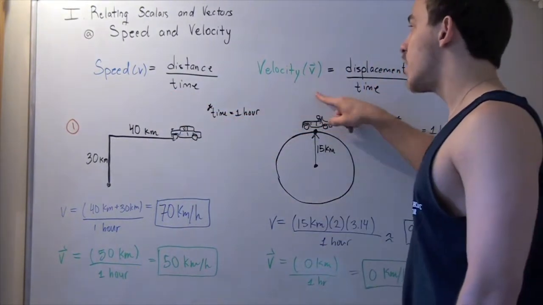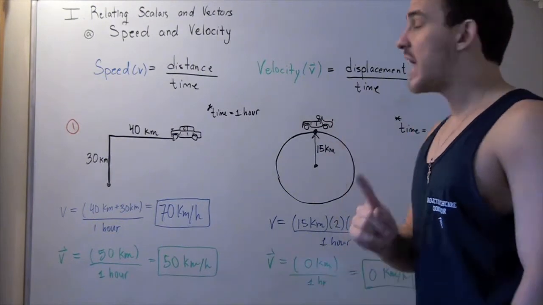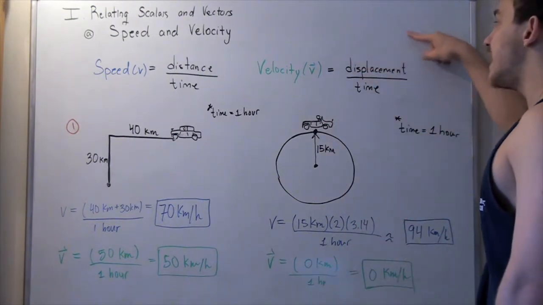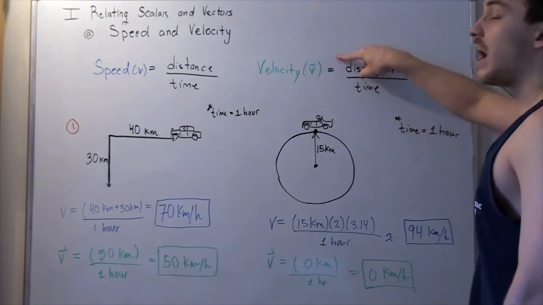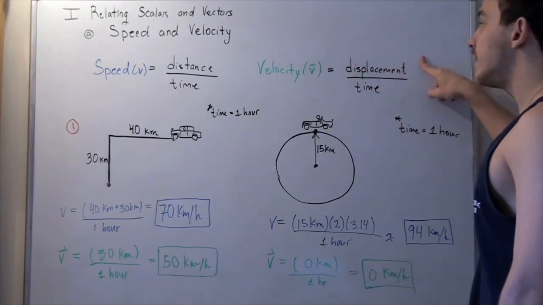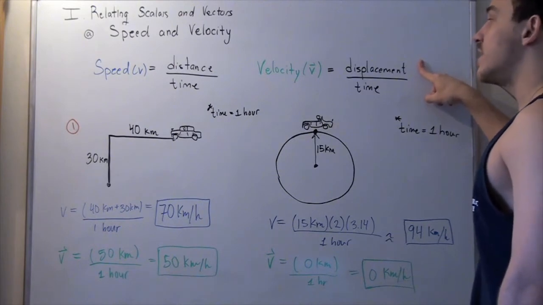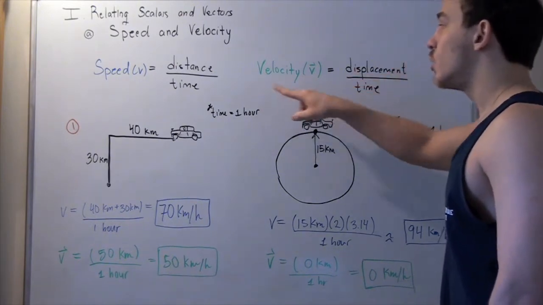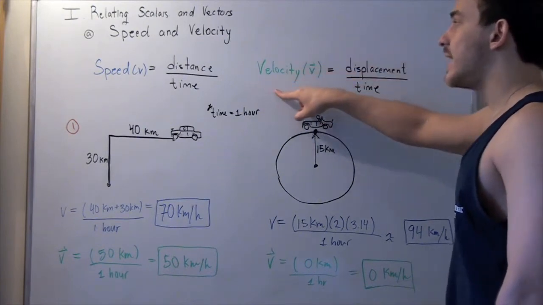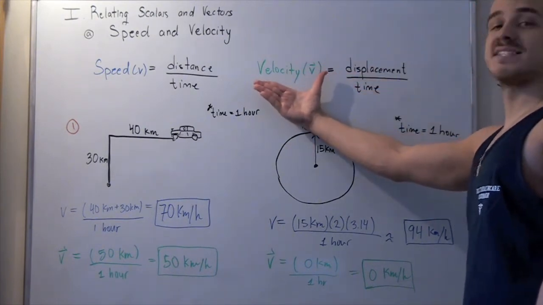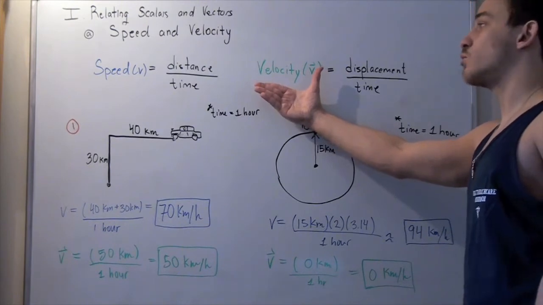Now velocity, on the other hand, is a vector, and that's because we take a displacement, which is a vector, and divide it by a scalar. Whenever we divide a vector by a scalar, we get another vector. And that's exactly why velocity, which is represented by the symbol lowercase v with an arrow on top, is a vector. So this one has magnitude as well as direction.